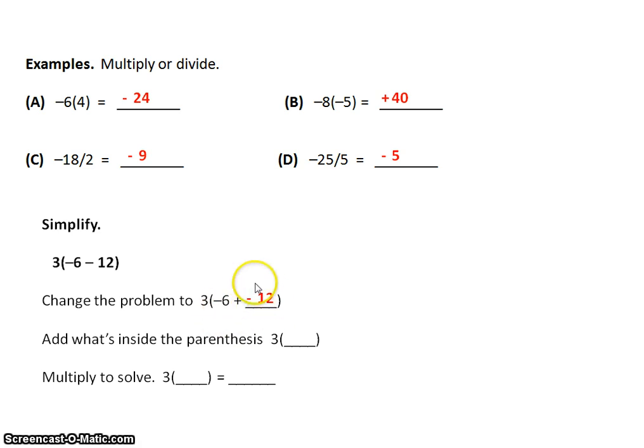We have to continue to simplify what's in the parentheses. So I want to work with negative 6 plus a negative 12. So we're going to add what's in the parentheses. Negative 6 plus a negative 12. So I have a negative 6 and I am getting more negatives. So it's going to come out to be a negative 18 inside the parentheses. Now the only math operation left is to multiply. So I have negative 3 times a negative 18.